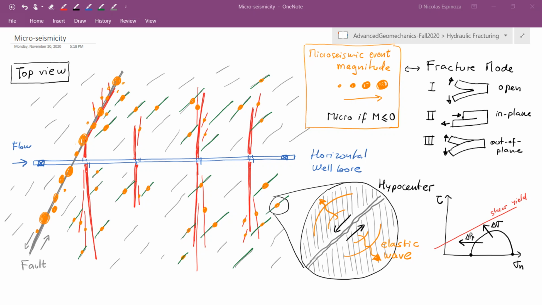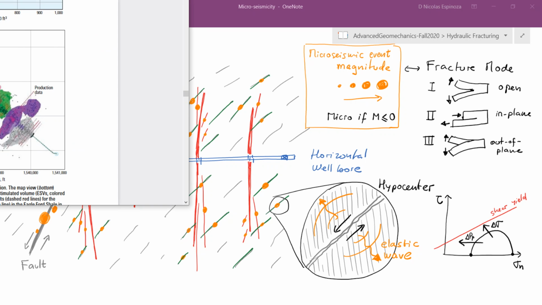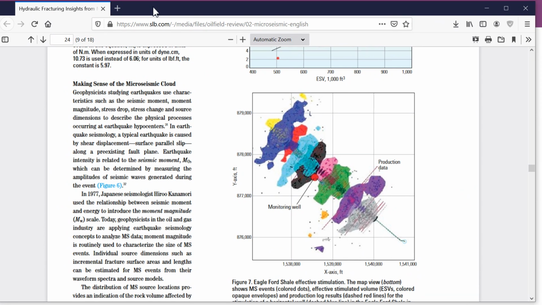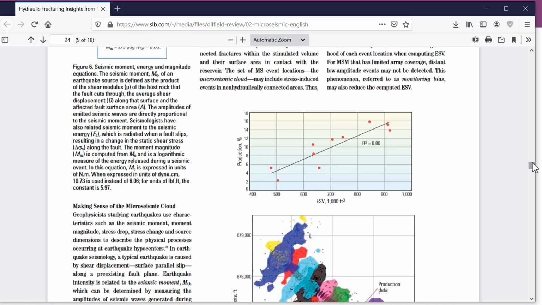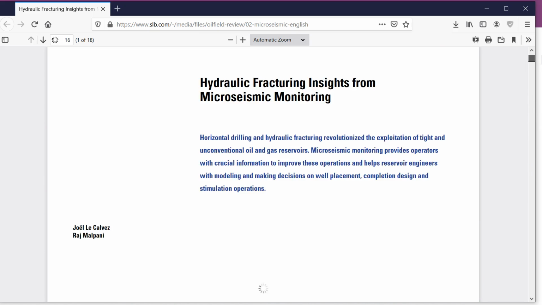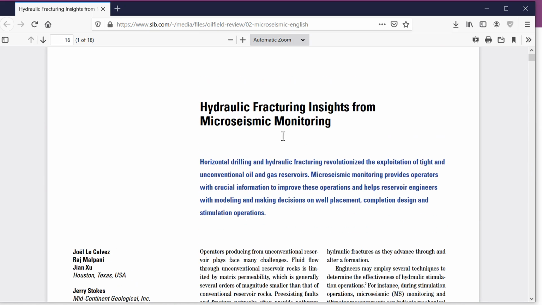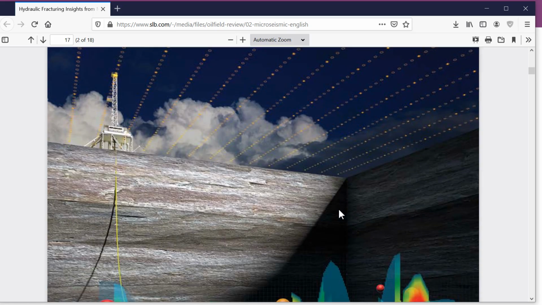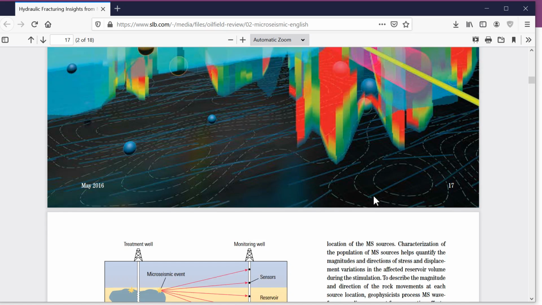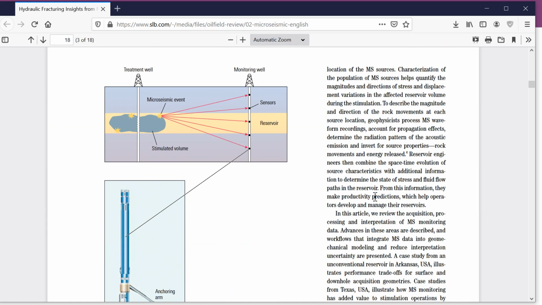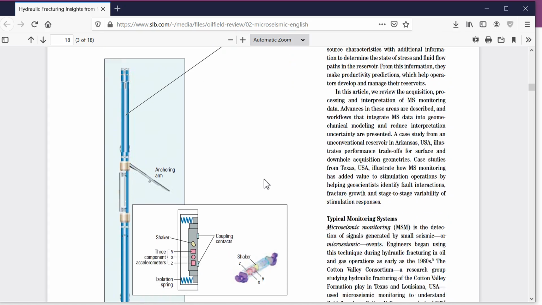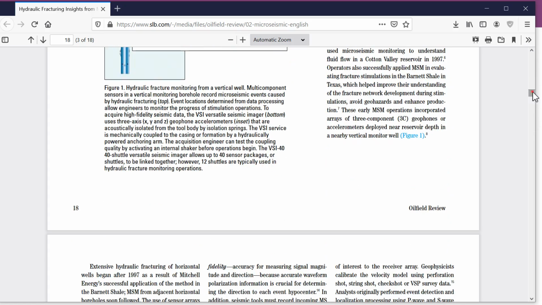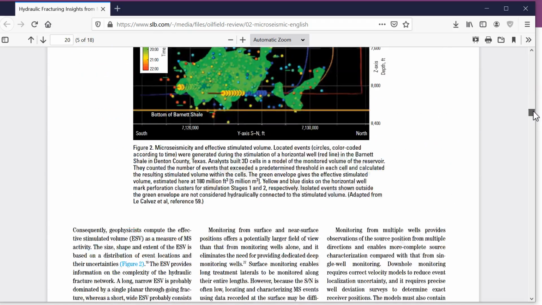All right, so I wanted to take advantage of this video also to recommend a paper which explains very nicely microseismicity, going from the tools needed in order to capture microseismic emission and going through the applications as well. So I'm going to post a link to this freely available document, and here you will see all the details about how microseismicity monitoring works and what the applications are.